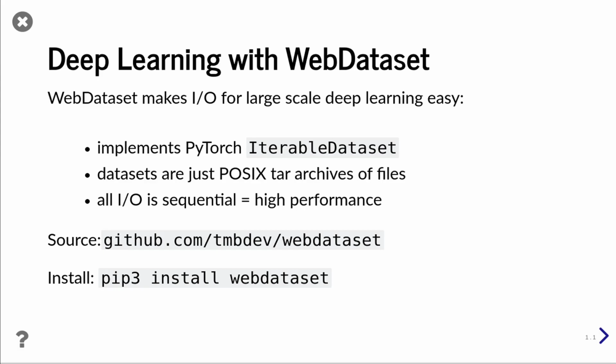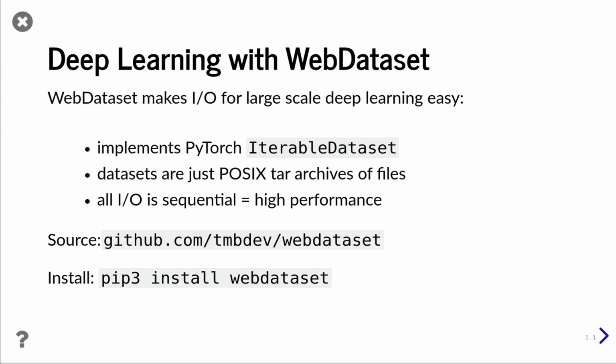The WebDataset library implements the PyTorch iterable dataset interface and is fully compatible with PyTorch data loaders and frameworks. For WebDataset, data is stored simply as POSIX tar archives of files. You can create such archives from existing file-based datasets using the tar program or using the tar writer class in the WebDataset library.